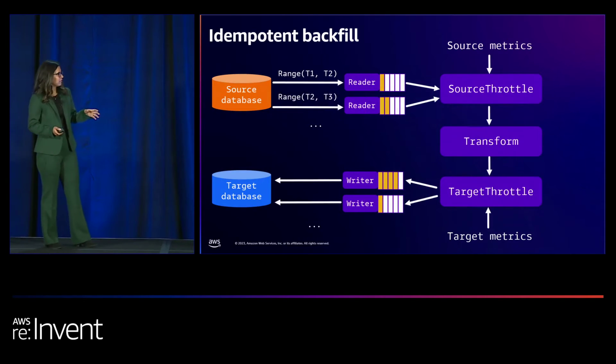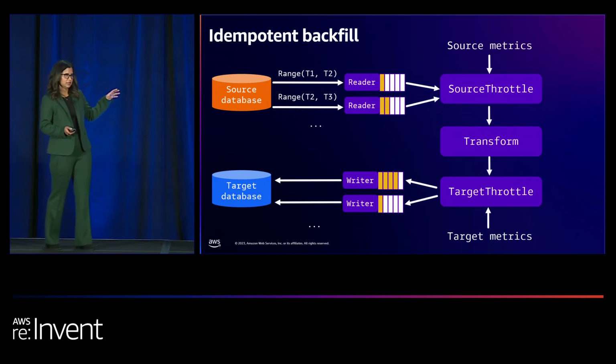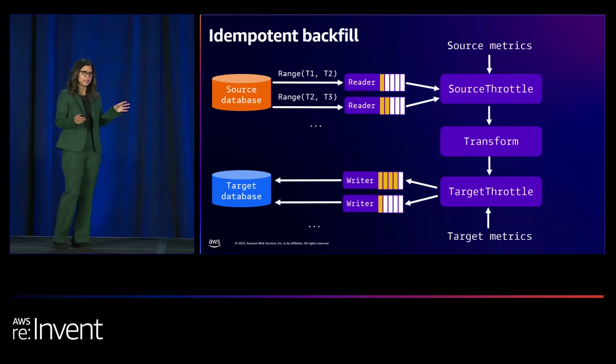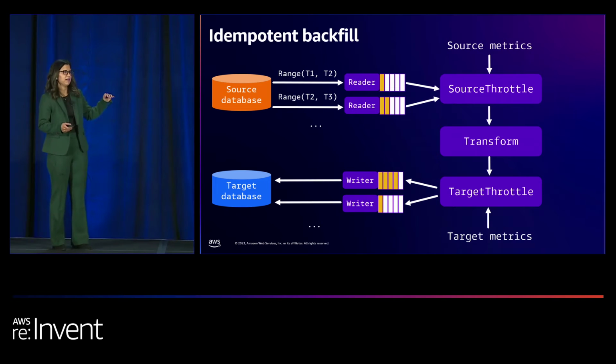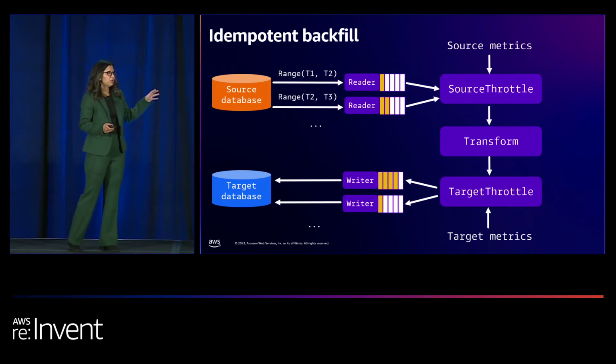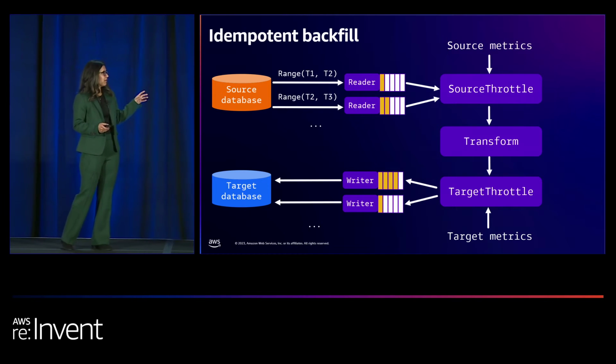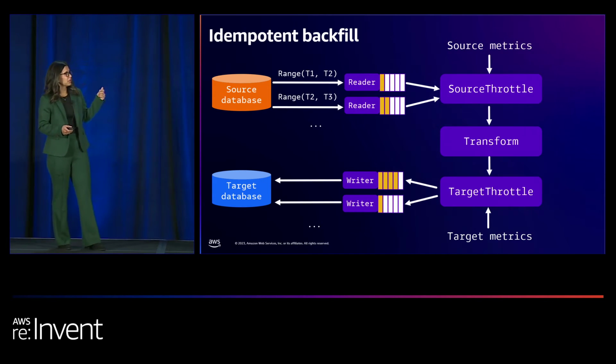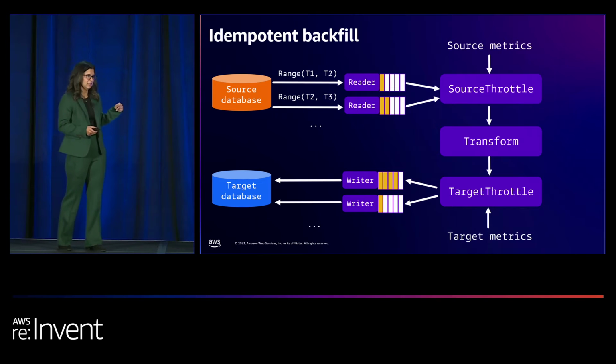So in order to backfill the data, we read from the source database, do some transformation on it to make it compatible with the target database, and finally write to it. During this entire process, we don't want to overburden the system. That's why we have a throttling mechanism to control the data flow at source and target.